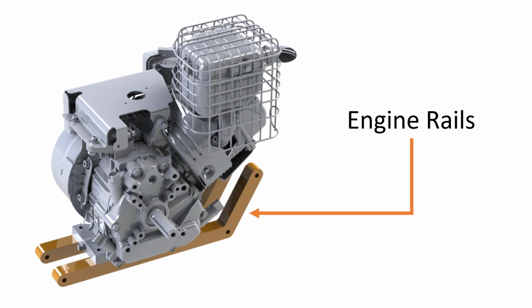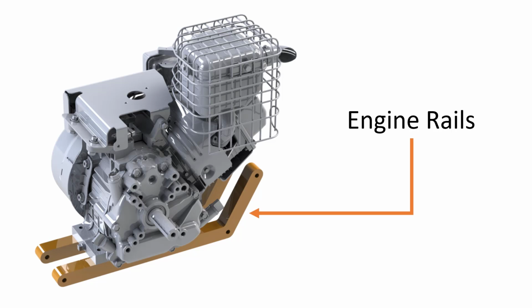Hello and welcome to this tutorial on a Baja vehicle's engine rails. So the engine rails are the joint between the frame of the vehicle and the engine. And as you can imagine, this part is extremely important to the vehicle in that if it fails, your engine can go tumbling out of your car.